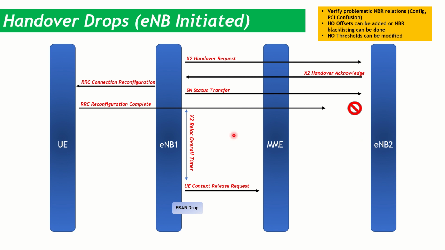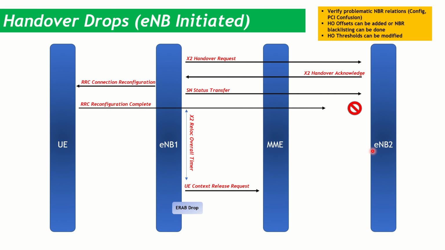In that case, what we can do is that we can increase the threshold. Let's say if A3 was 2 dB, we can make it 4 dB. We can increase time to trigger. If it was, let's say, 120 milliseconds, we can make it 40 milliseconds or higher, whatever the values we have. If we specifically find out that only eNode B2 is the one which is failing, and all other handovers were successful, then we can check if there was any PCI confusion. We can also add handover based offsets for eNode B2 only. So this can make our handovers more robust.